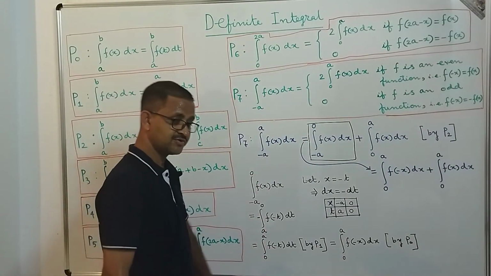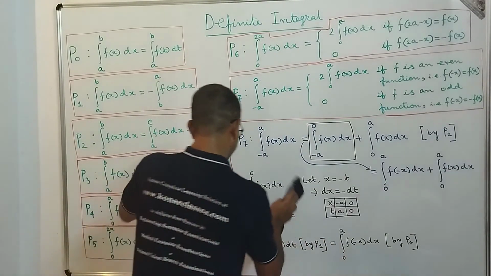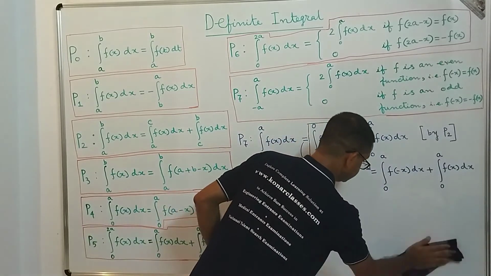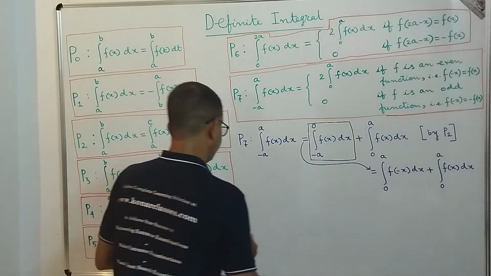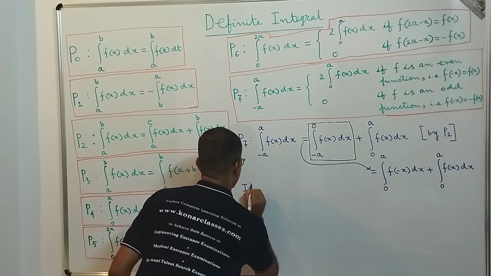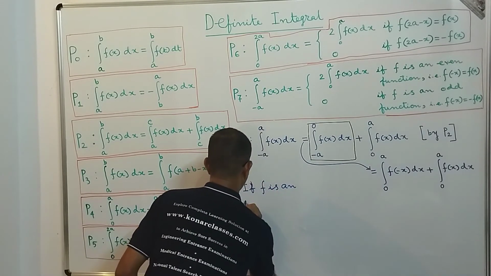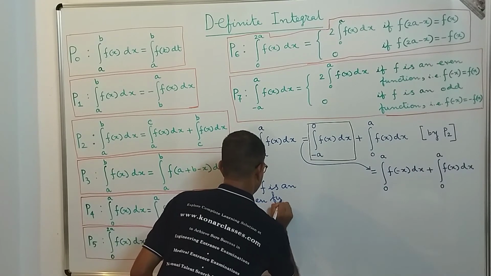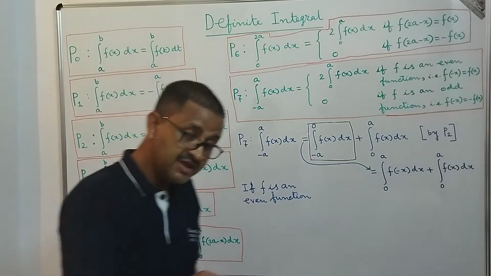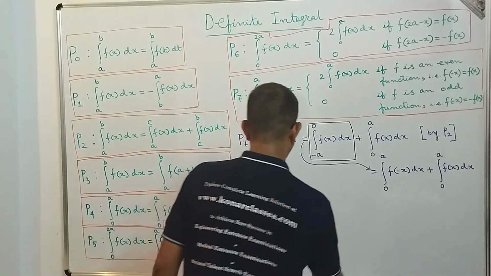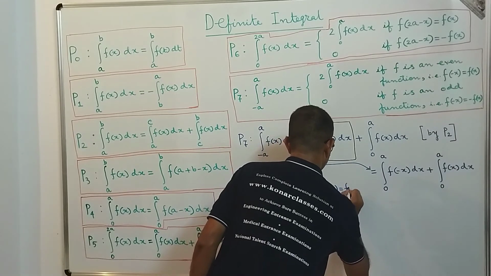Now let's concentrate, dear students. Suppose that function f is an even function. What is the meaning of an even function? Even function means f of minus x equal to fx. So that means f of minus x is equal to fx.